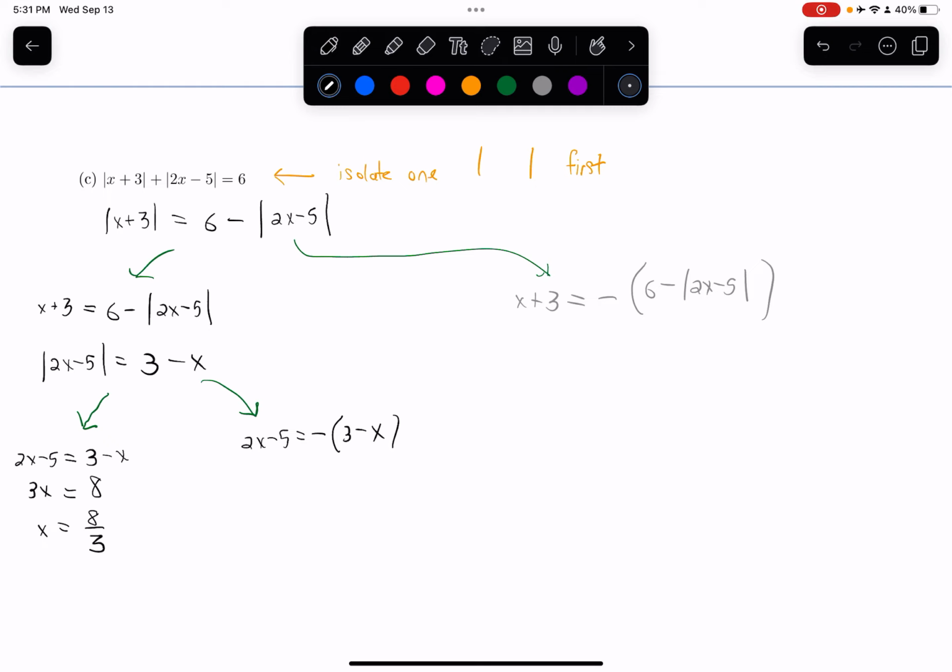And this next equation, let's distribute the negative. 2x minus 5 equals negative 3 plus x. Then I can subtract x over to the left.